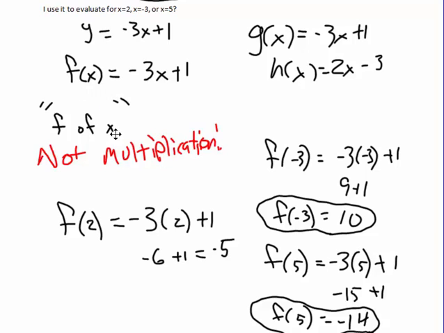Again, this is not multiplication. I am simply using these parentheses to denote what my input value is. And so whenever I have f of x, then I want to have x in my rule. If I replace the x with a 2, then I want to put 2 in my rule and solve. And that gives me a point on the graph.